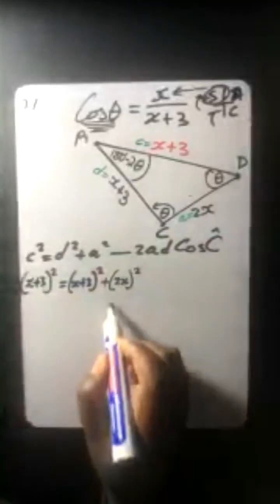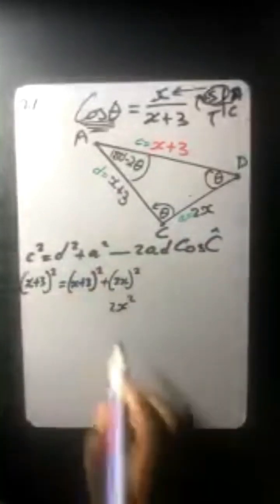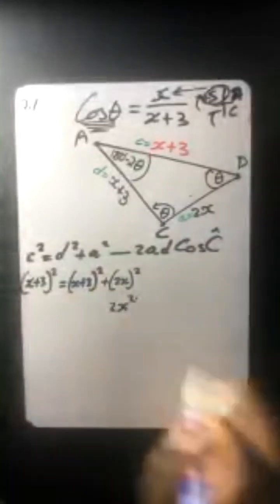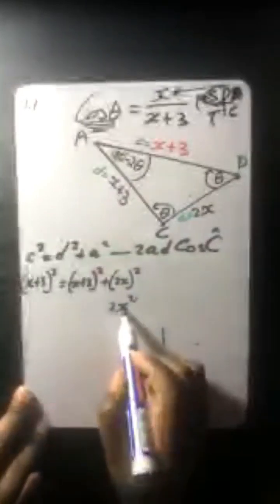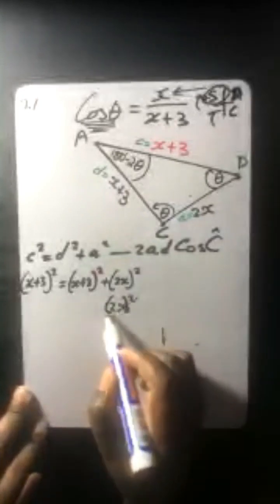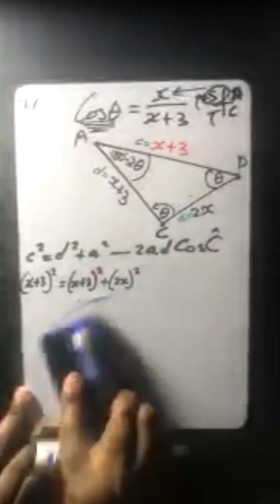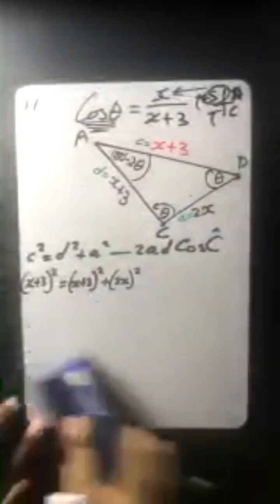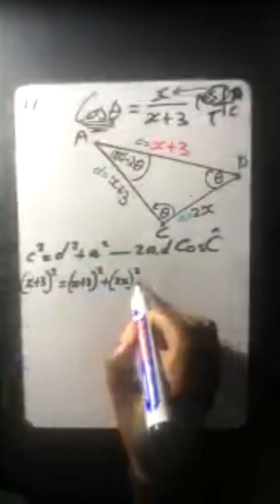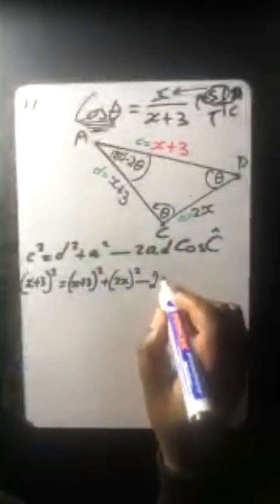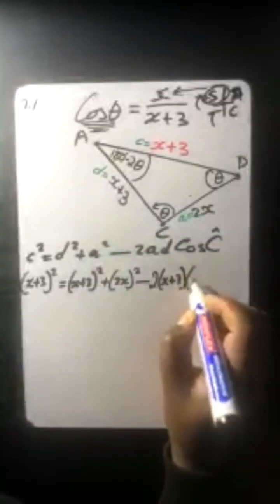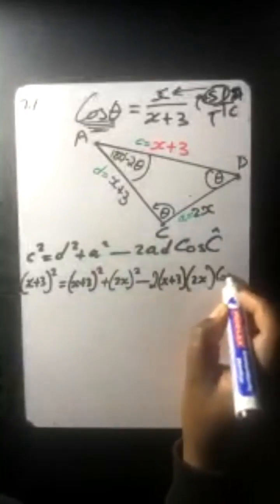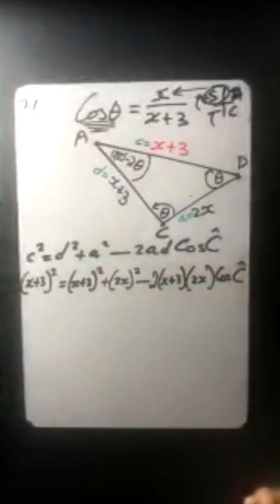A mistake that one is going to make is just to say 2x. It is therefore 2x squared and no longer 2x, all of them squared. Yes, that's what I meant to say. So be careful of that. Minus a 2 of the same thing, being x plus 3 and also 2x. Then we are having cos of angle C.